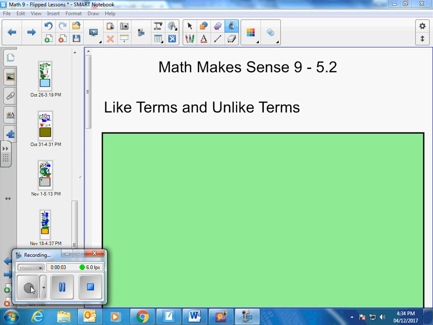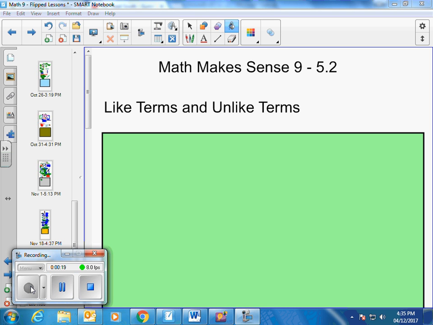Welcome to math class. We are continuing on in the Math Makes Sense 9 textbook. We are starting on Unit 5.2. We are skipping over 5.1, mostly because that whole unit is basically just about how to use algebra tiles.